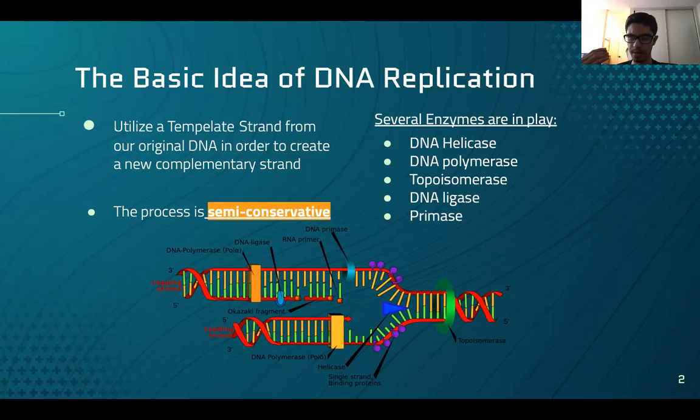Anyways, we use the original DNA strand, an old strand, and we use that for our new strand that is being built. So keep that in mind. Semi-conservative: it's not like we're making a new strand on both sides, but we have an old strand and a new strand. And there are several enzymes in play: DNA helicase, DNA polymerase, topoisomerase, DNA ligase, and primase. We'll go deep into them all, and we'll see the function of all of them and how they play out in the process. So let's get into that.